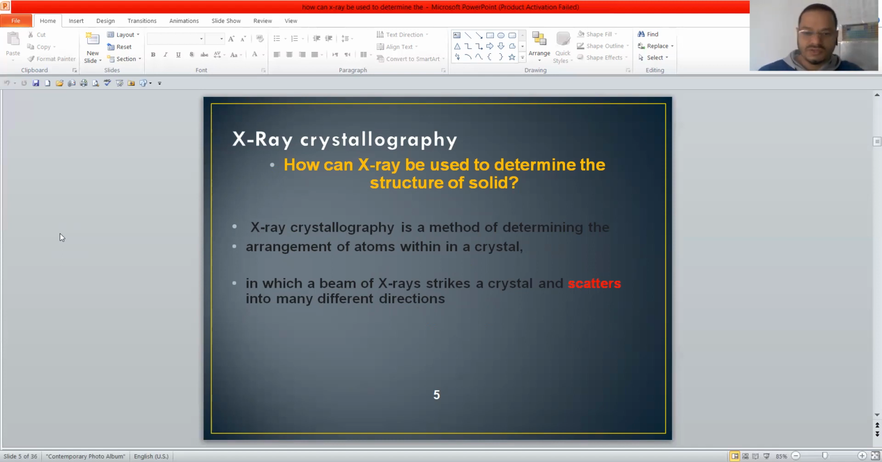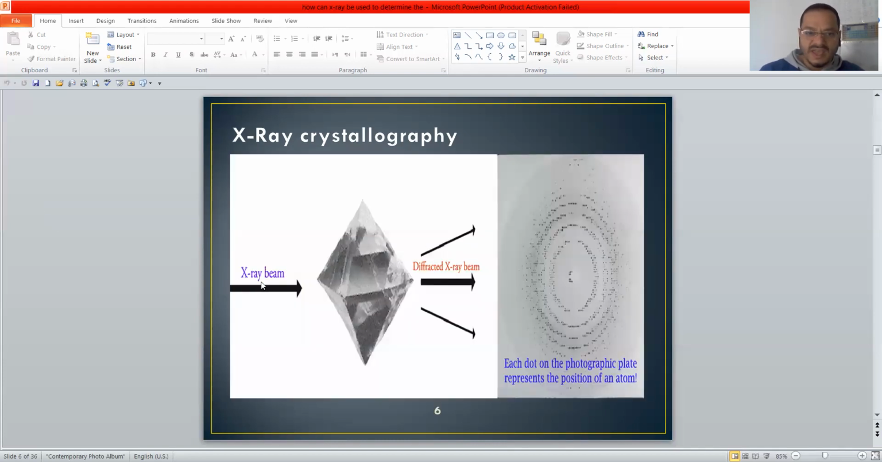I will use another image to illustrate that very well. The beam scatters into many different directions. At the first moment, the incident beam, and after that it scatters from the other side into many different directions, like here, the X-ray beam. After that, the diffracted X-ray beam. We will discuss the next part of this image in the next slides.